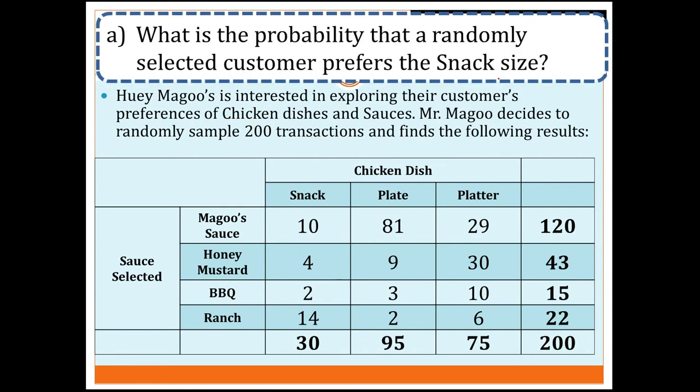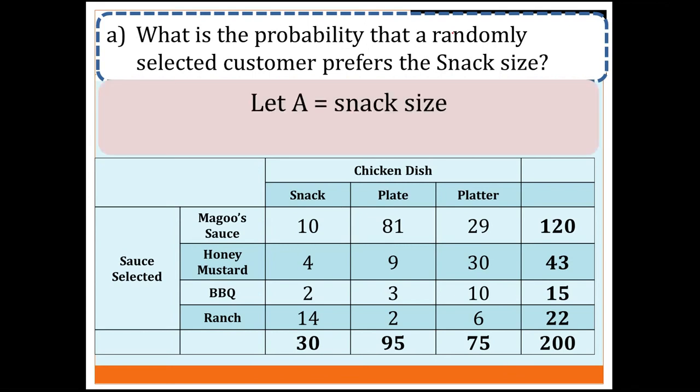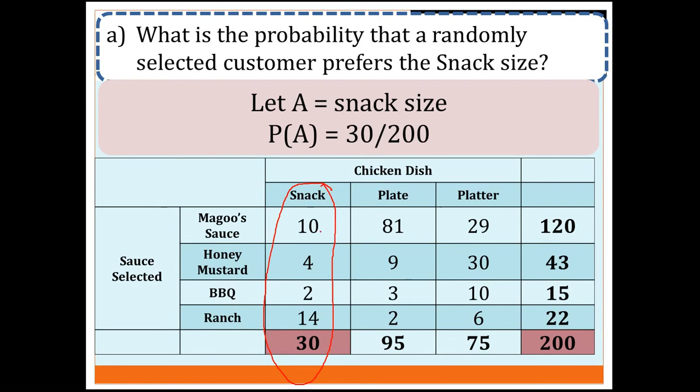All right, I think we're ready to tackle the first question. Part A, what is the probability that a randomly selected customer prefers the snack size? So I'm going to practice with some notation. I'll let A, event A, equal that they get the snack size. Then looking at the contingency table, here are all the people that got the snack size, this column. So the total of the snack size is this 30, but I need it to be a probability, so I have to divide by the number of people sampled. So the probability a customer prefers the snack size is 30 over 200.